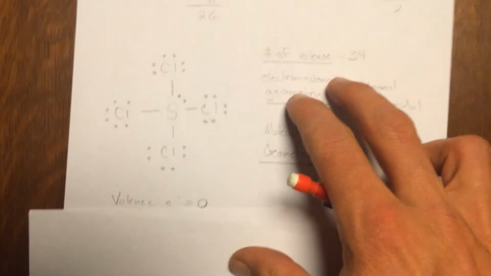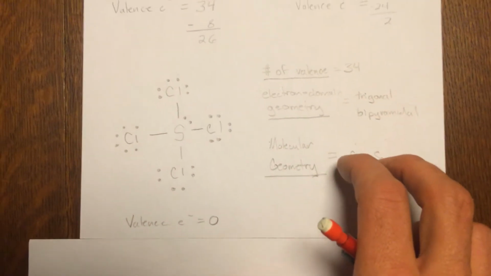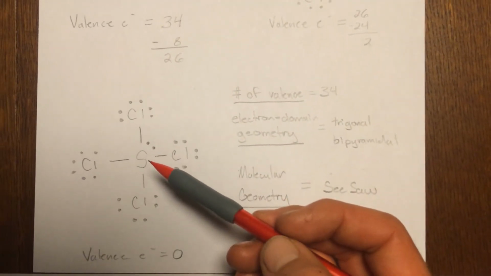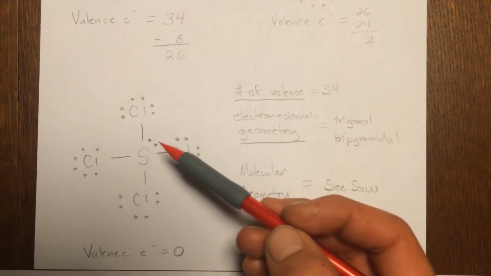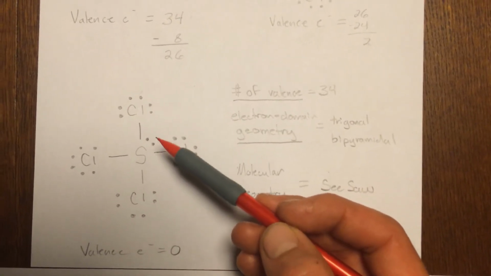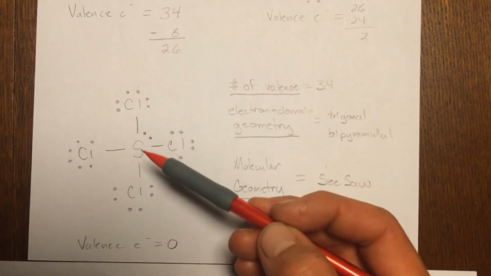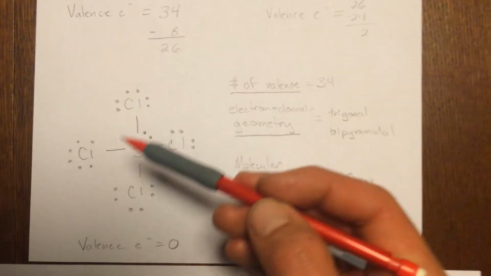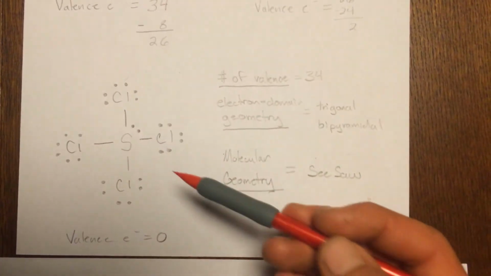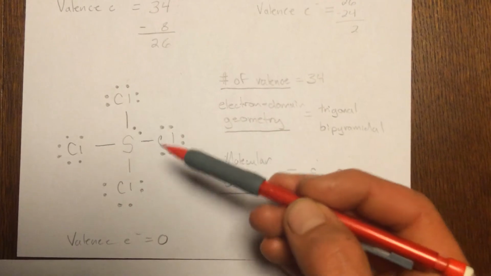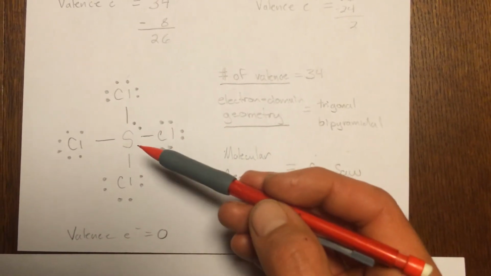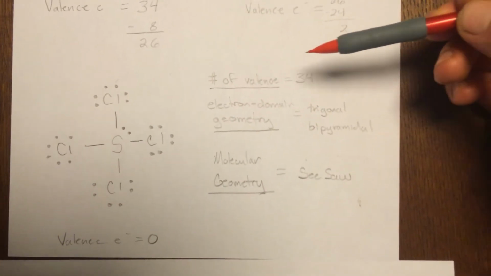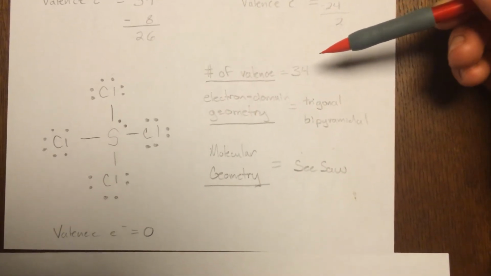Well, in step 2, since we know that sulfur can break the octet rule, it can accept those 2 valence electrons as an unbonded pair on the sulfur. So now we have 0 valence electrons left, and all of them satisfy what they are trying to achieve. The chlorines with their outer shell filled, and the sulfur breaking the octet rule, having a total of 10 electrons. So the total number of valence is 34.